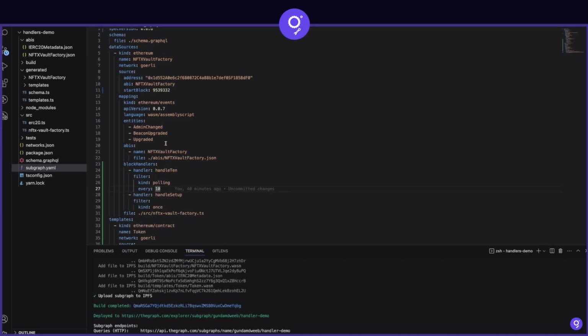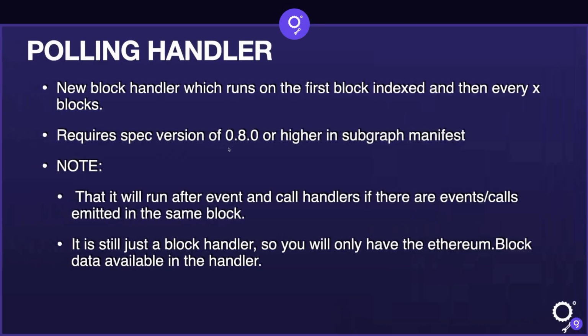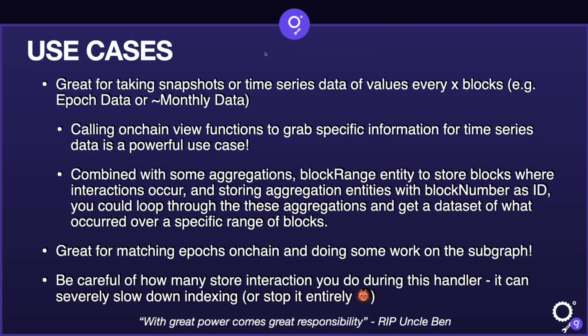And let's look at some of the use cases. Some of the more obvious use cases for this are creating snapshots or time series data values across every X block. So if you want to get some epoch data, you want to match the epoch on chain, this is a great way to do that. So every 30,000 blocks, or depending on the chain that you're running, you could essentially try and match every single epoch and do some calculations, go back and start scraping data from the current entities that you have.